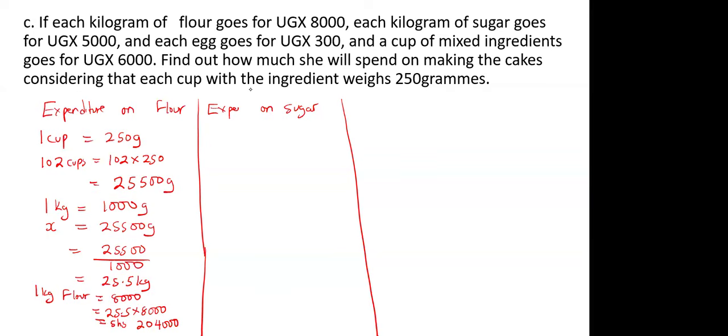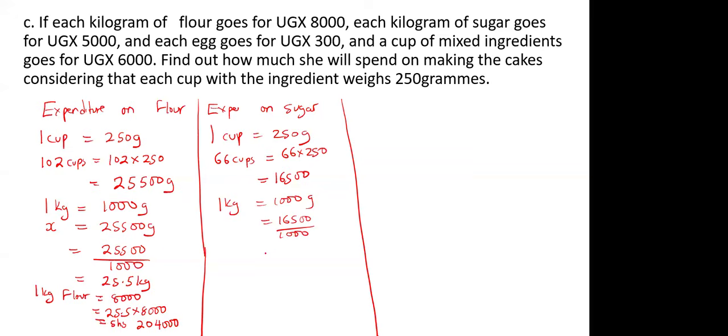Okay, now. They have already told us for sugar, 1 cup is equivalent to 250 grams. And how many cups do we have for sugar? Sorry, we had 66. It will be 66 times 250, and when you multiply this is 16,500. But you know that 1 kilogram has 1,000 grams. So I'll have 16,500 divided by 1,000, which will give me 16.5 kilograms.